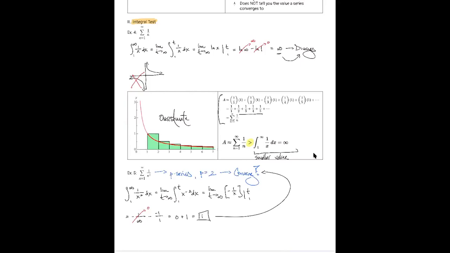Is this how you find the sum of what it converges to? No, none of these tests really give you a sum. Okay. Yeah.